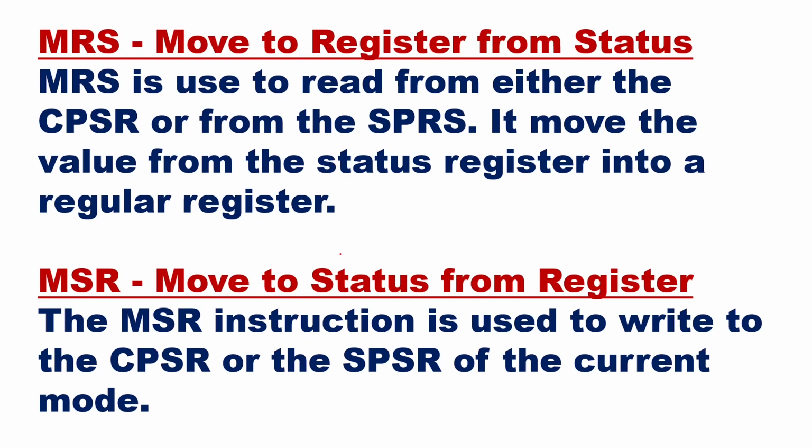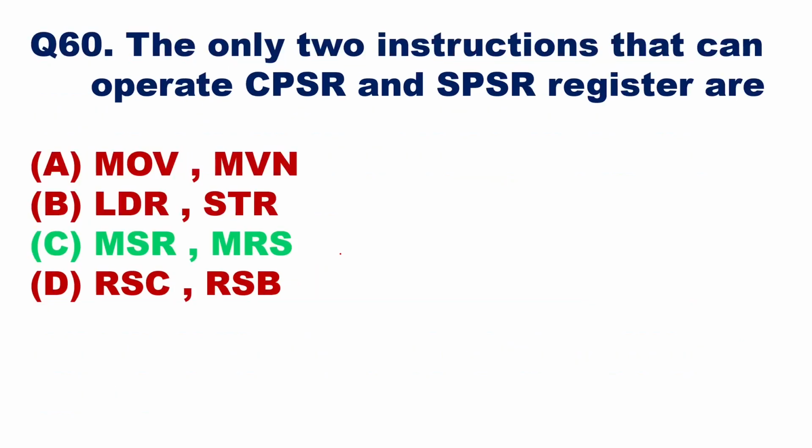So MRS and MSR are the two instructions used to operate with program status registers, that is CPSR and SPSR. So here you can see option C is the right answer, MSR and MRS. The only two instructions that can operate on the CPSR and SPSR registers are MSR and MRS.